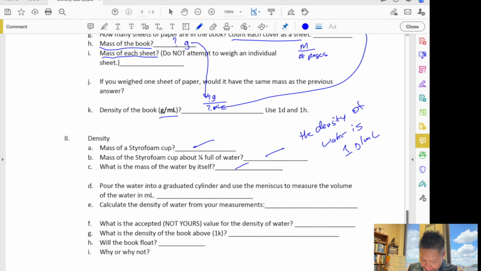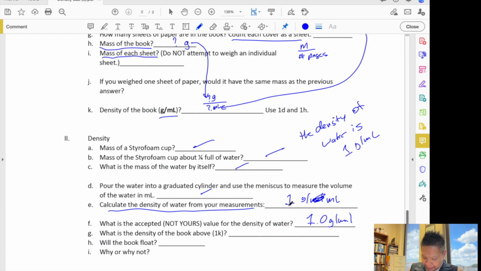And what you should get right here, the calculated density of water from your measurements, should be 1 gram per mil. Oops, should be M-L like that, not mil. There we go. Okay. And what it's asking here is the accepted value. What is the accepted value of the density of water? That's the value I just gave you, which is 1.0 grams per mil.